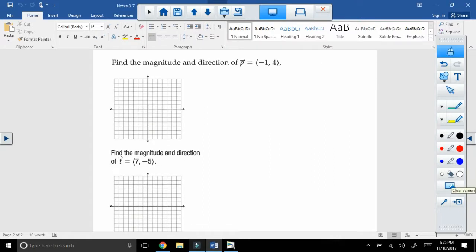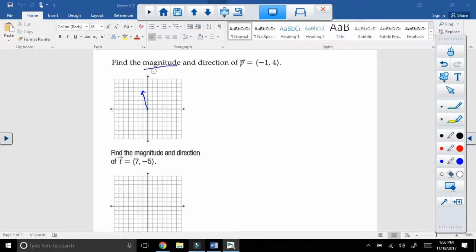And then lastly, I'll do a couple examples of these because I feel like this is probably where you're going to need the most help. What we want to do is find the direction and magnitude of this vector. And what they're assuming here is that we are starting at the origin, and this vector is going left 1 and then up 4. So this is the direction of that vector.